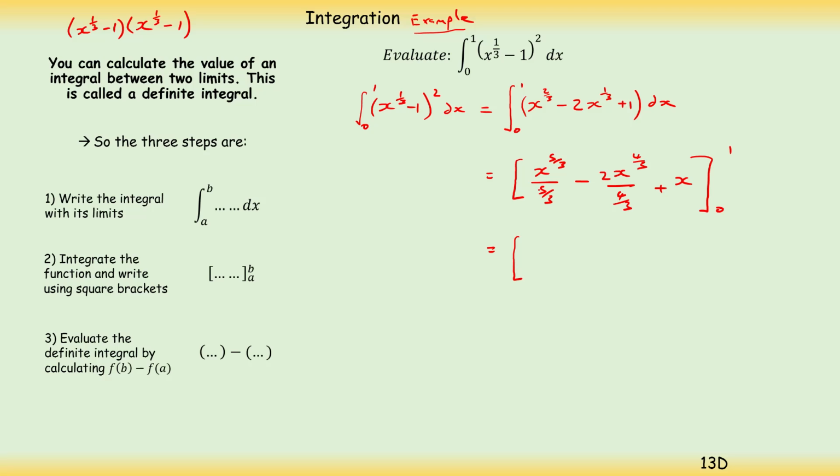So we get the reciprocal of 5 over 3, 3 over 5, x to the power of 5 over 3, minus 2 over 4, or 1 over 2, and the 3 goes on top, so that's going to be 3 over 2, x to the power of 4 over 3, plus x, from 0 to 1. Now we can introduce 0 and 1, we can sub for 0 and 1.